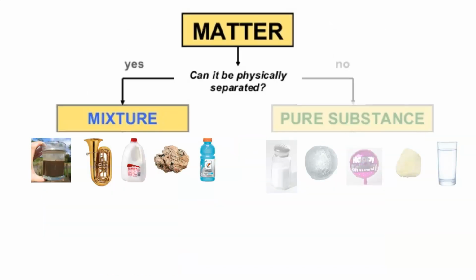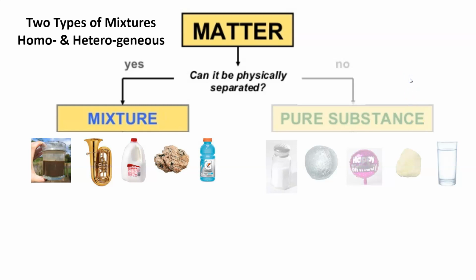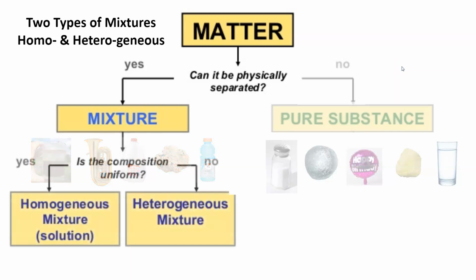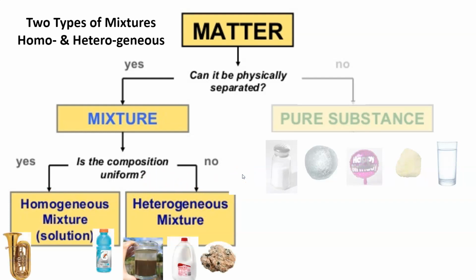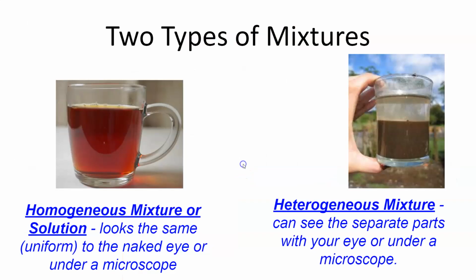Okay, so now that we looked at the differences between a mixture and pure substances, and what we mean by physically separated, let's take a deeper dive into mixtures. There are two types of mixtures, homogeneous and heterogeneous mixtures. Homo means the same and hetero means different. So when we say a homogeneous mixture, it looks the same or uniform to your naked eye or under a microscope, and a heterogeneous mixture looks different under a microscope or to your naked eye.